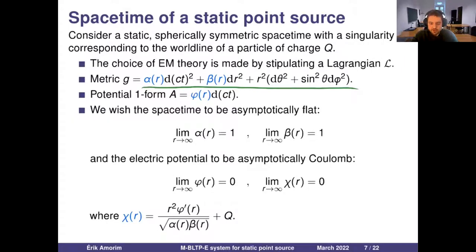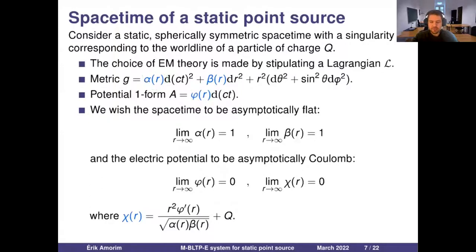And we have to assume also that a potential one form is defined in your spacetime. So I guess this answers my question from before. Phi appears as the first coordinate of A. So yeah, we assume this phi function and this potential one form A exists on spacetime. So my problem has these three unknowns now, alpha, beta, and phi.